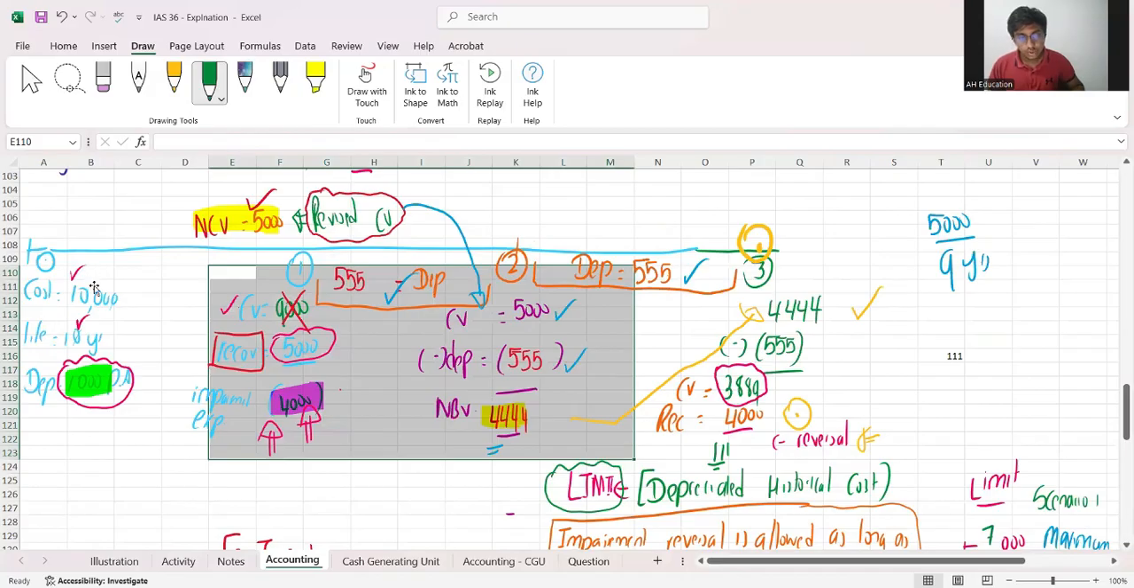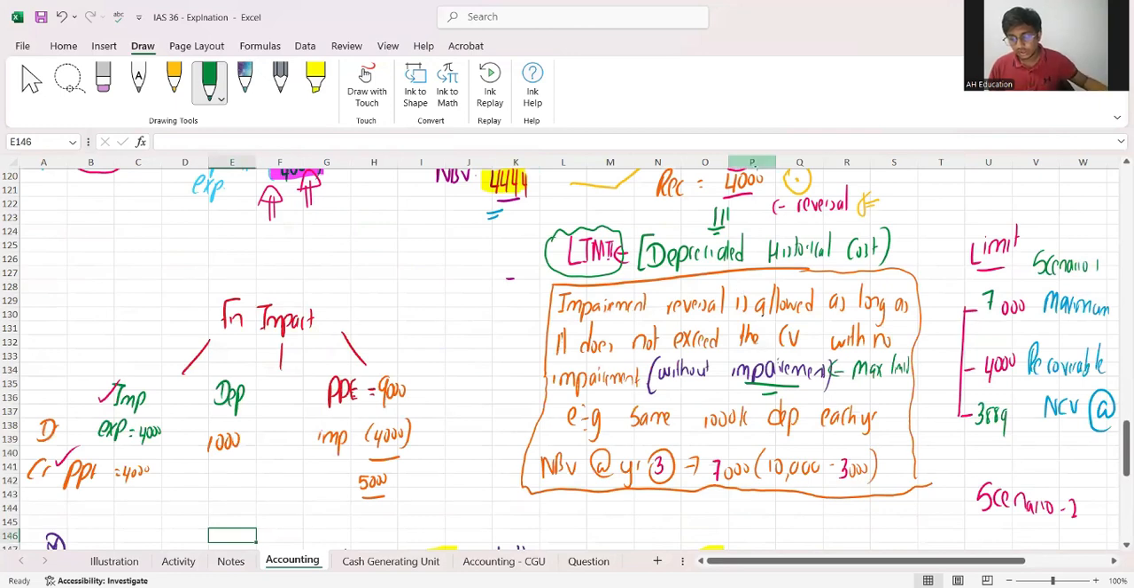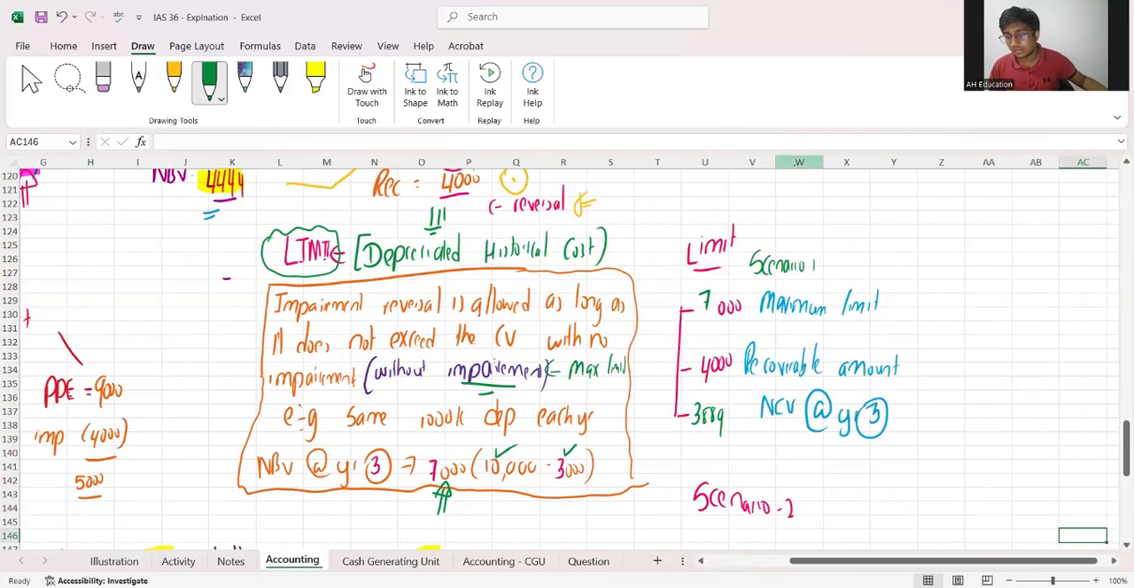Okay, we know the cost was 10,000. Without impairment means you just need to do your depreciation. Three years of depreciation, per year was 1,000, so 3 years would be 3,000. So your carrying value without impairment is 7,000. And this is a maximum amount, or a maximum limit.